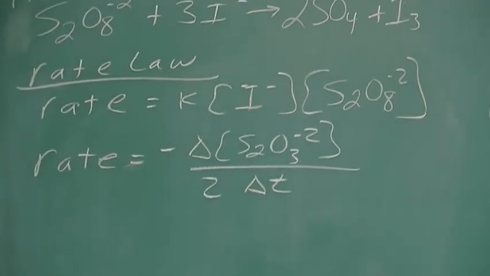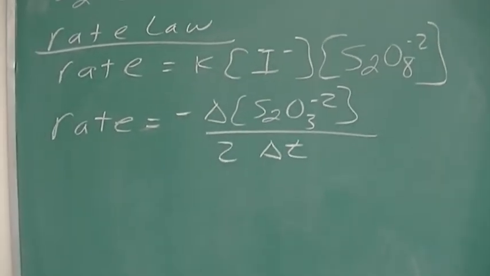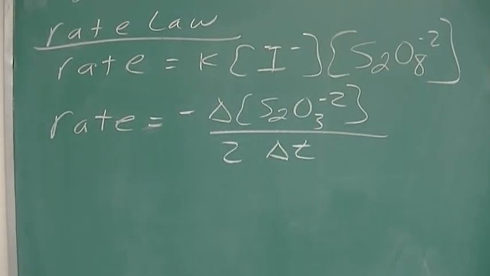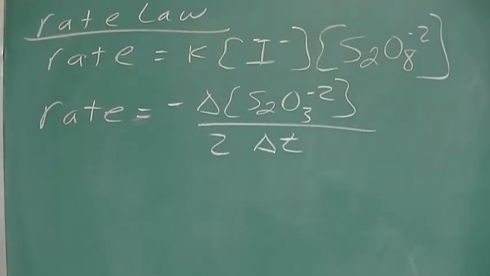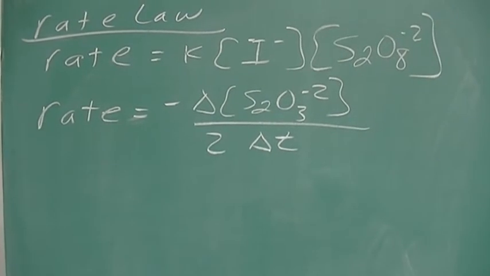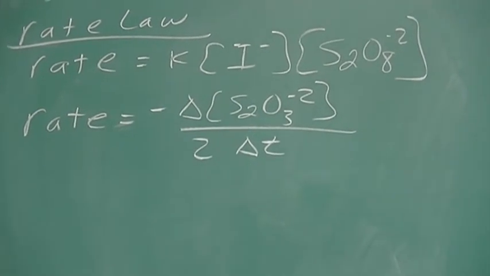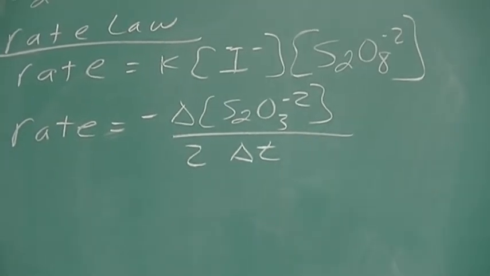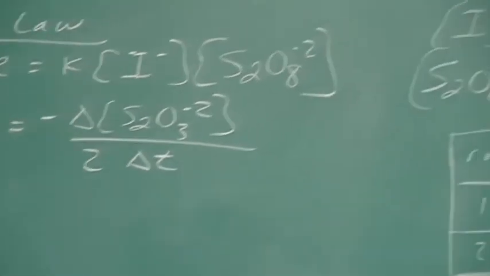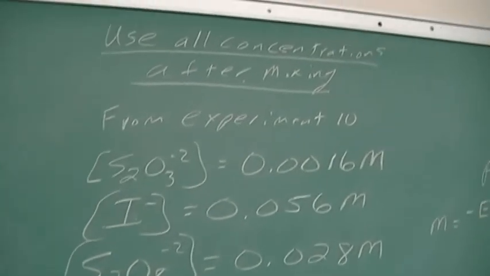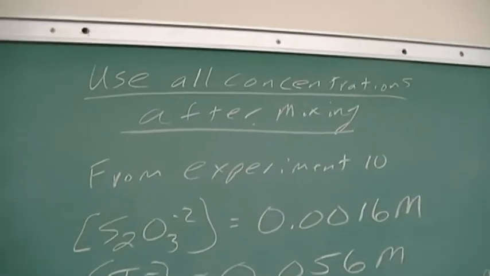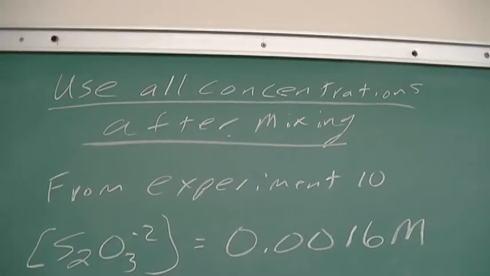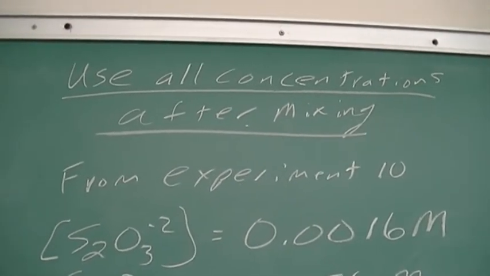When it is raised to the first, you don't have to put that exponent. A 1 is understood. And so to find the rate, just like we did in Experiment 10, you take the change in your concentration of S2O3²⁻ over 2 times your change in time, that is how long it took for it to turn blue. And just like Experiment 10, every calculation that we're going to do is using all of our concentrations after mixing. We did not change any concentration.